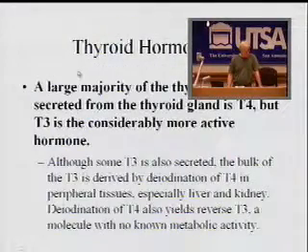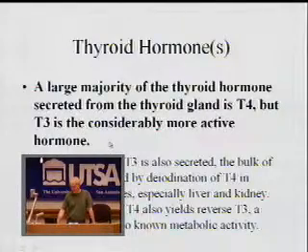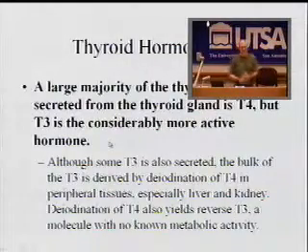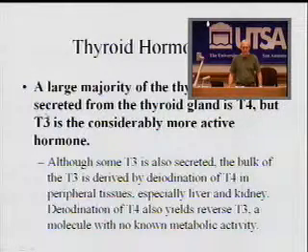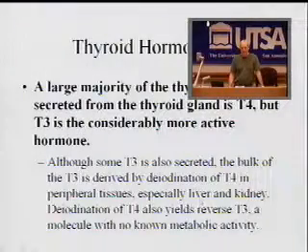Okay, let's move on. A large majority of the thyroid hormone secreted from the thyroid gland is T4, but T3 is the considerably more active hormone. We already saw the deiodinase, an intracellular enzyme within target cells that converts T4 to T3. So some T3 is secreted, but most of it is derived by the deiodination of T4 in the target tissue, especially liver and kidney.